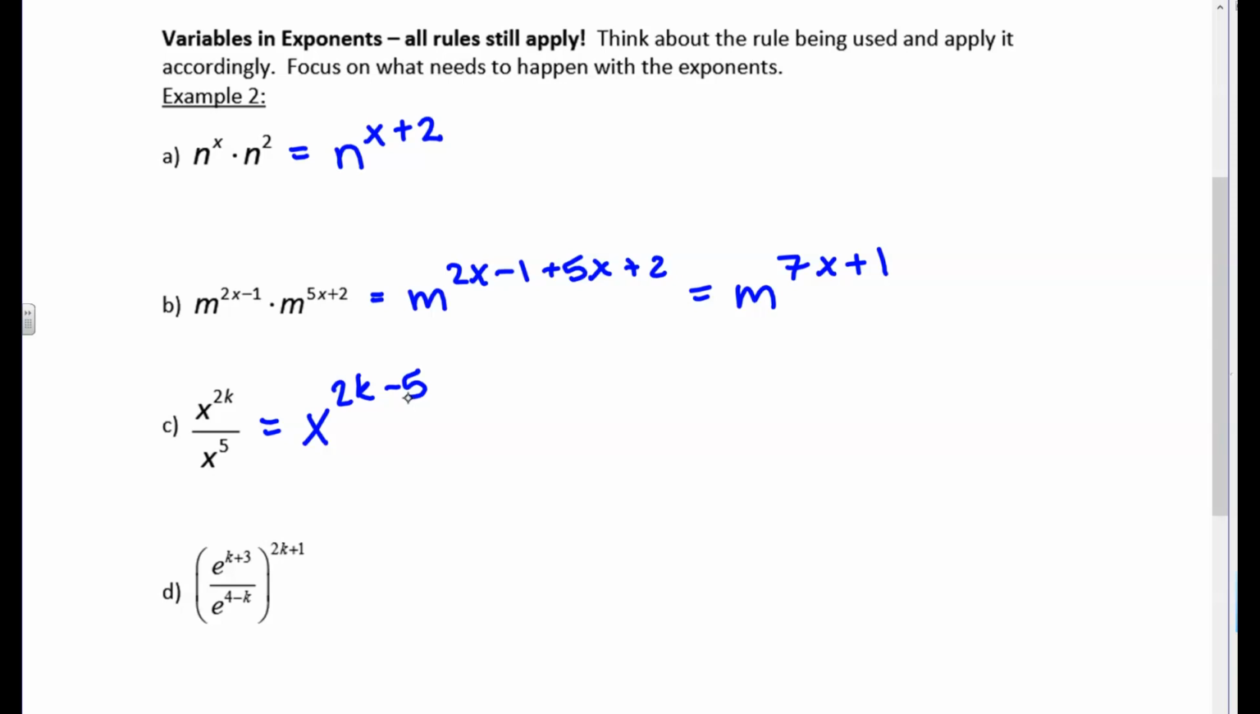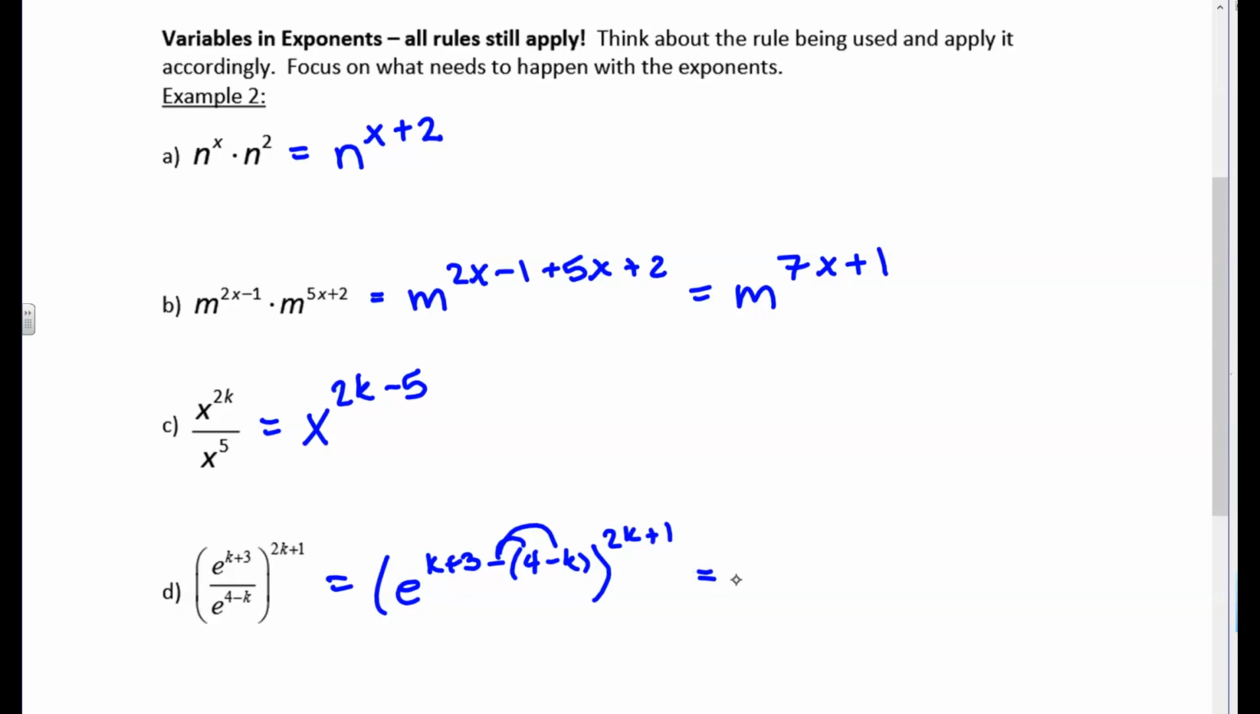And here, I am first going to simplify what's in here first and then deal with this. When we divide, we subtract our exponents. So this becomes e to the k plus 3 minus parentheses 4 minus k, all to the 2k plus 1. We'll come back to that guy later. I put this in parentheses because that minus applies to both of these things.